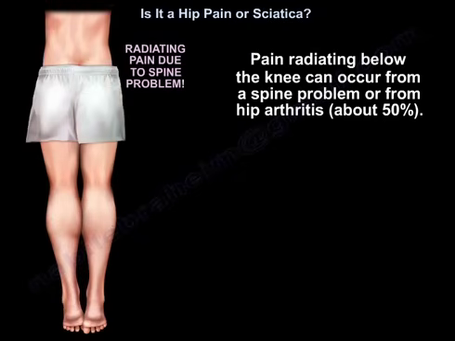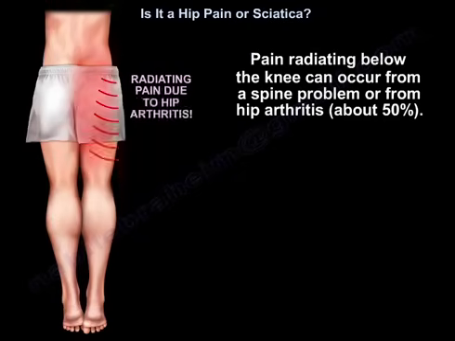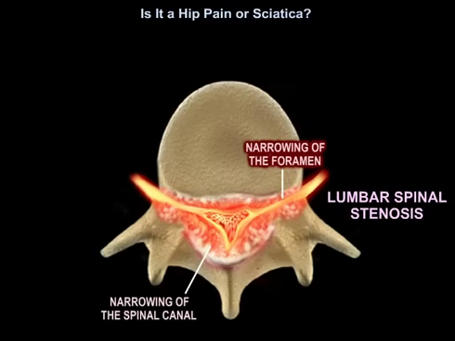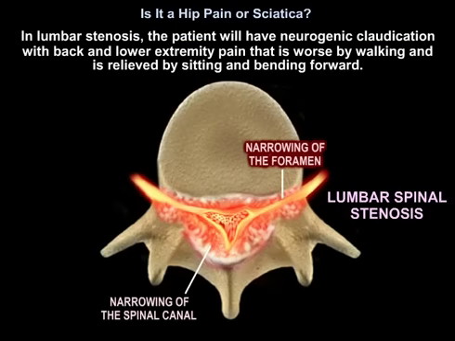Pain radiating below the knee can occur from a spine problem or hip arthritis, about 50% in hip arthritis. If the patient has a history of claudication, then this is spinal stenosis. In lumbar stenosis, the patient will have neurogenic claudication with back and lower extremity pain that is worse by walking and is relieved by sitting and bending forward.